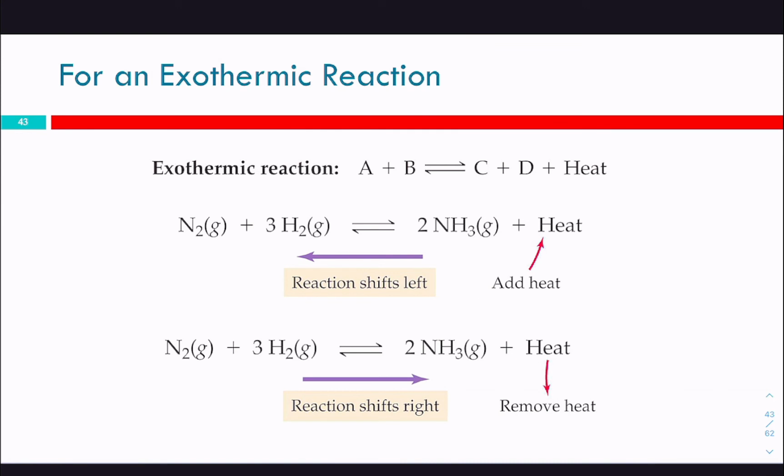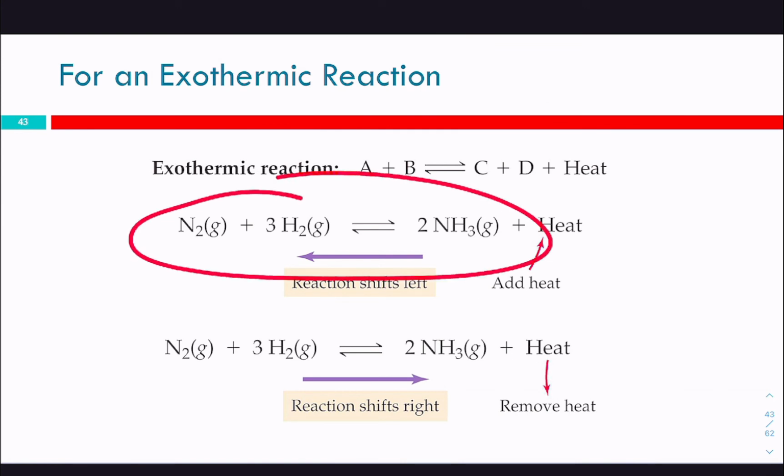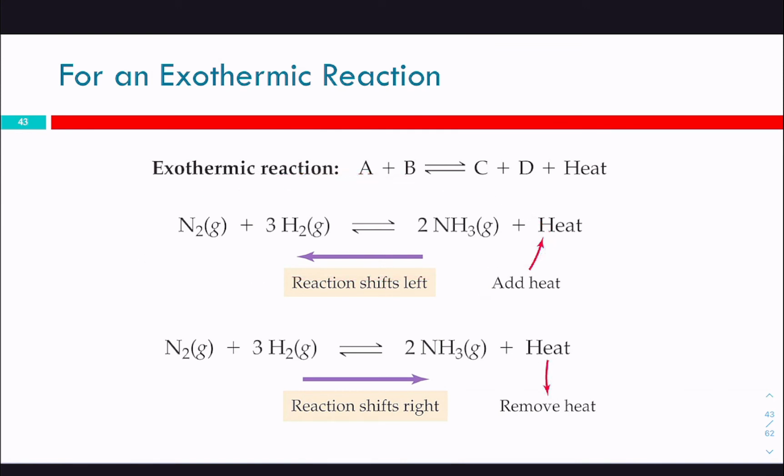So Haber-Bosch process. Nitrogen plus hydrogen giving us ammonia also produces heat. So if we add heat to this, then the reaction will shift to the left. If we remove heat, then we can actually shift the reaction to the right and get more product out of it.